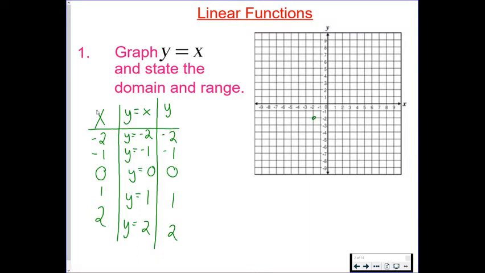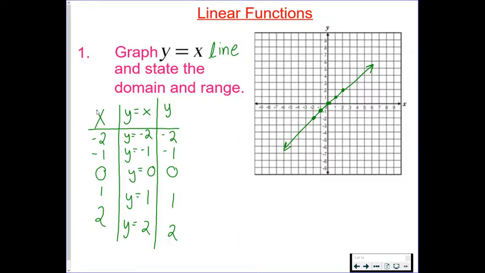(-2, -2), (-1, -1), (0, 0), (1, 1), (2, 2), and so on. You could just keep going on forever and ever, but I'm just going to do those few points. And you can see our equation makes a line. So this is a line. That's why it's called a linear function.